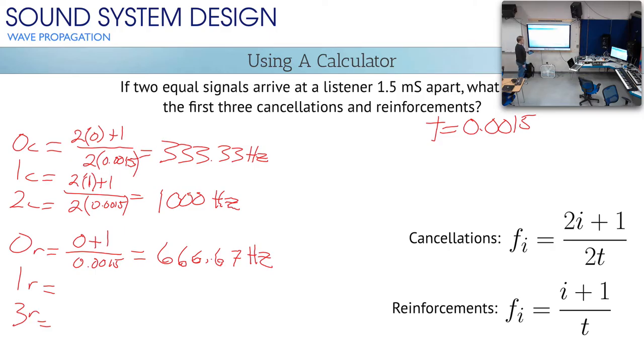So our next reinforcement would be 1 plus 1 divided by 0.0015. What would we get there? Yep. Anybody else get that? Yeah, that's what I got. Okay, there we go. We're not going to have time to do all of these.